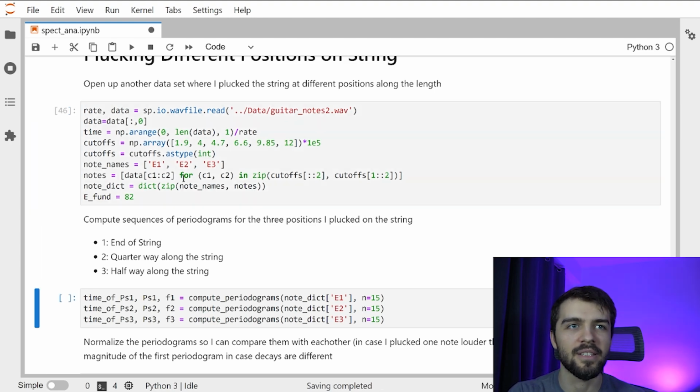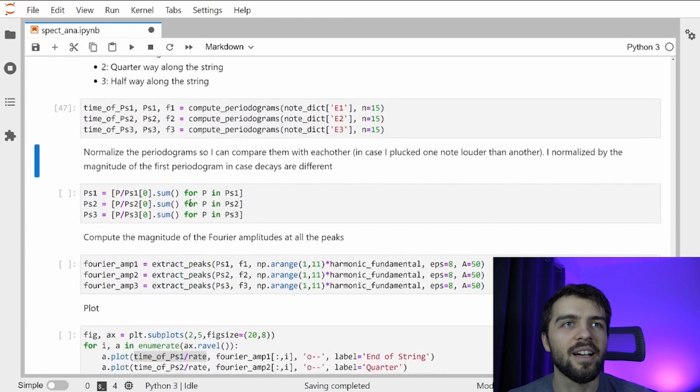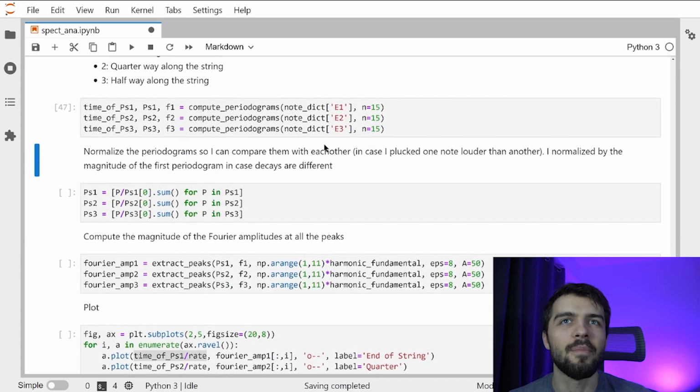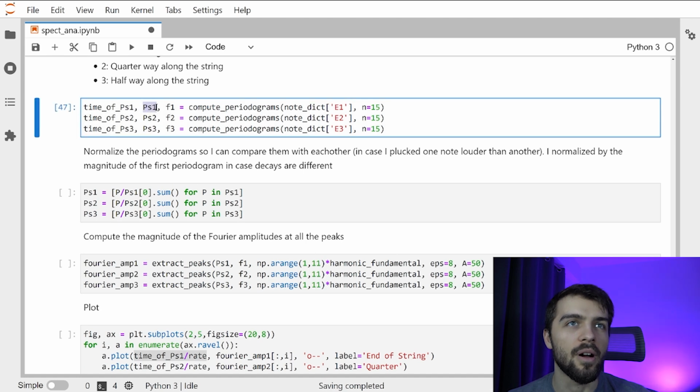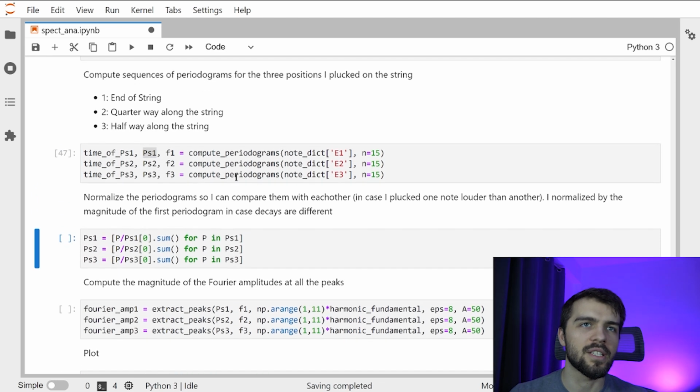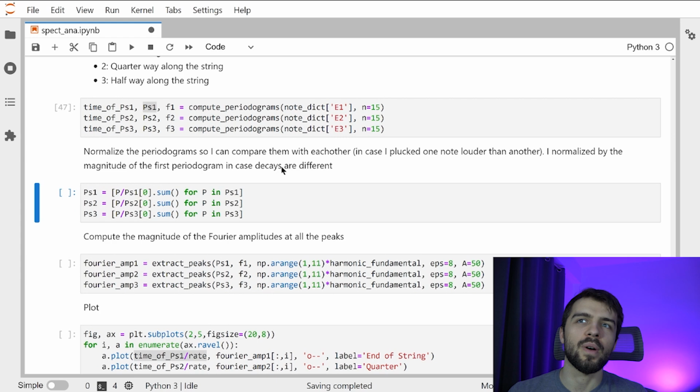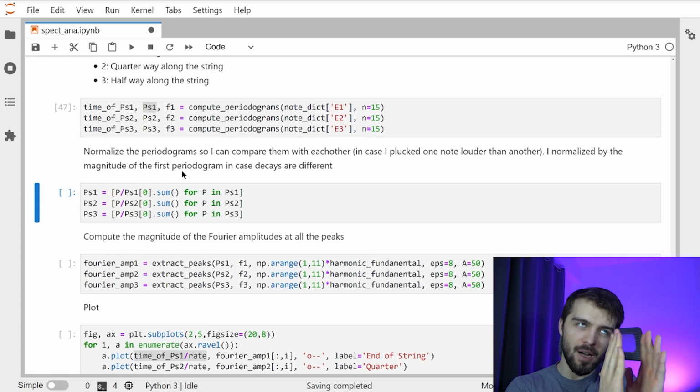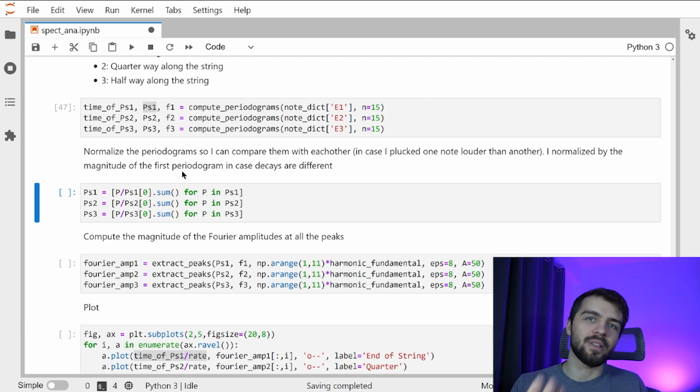I've gone through this, by the way. It's not new to me. I can cheat here because I spent a lot of time on it. And so I have my periodograms for each of these 3 positions on the string. And so I can normalize them. The way I normalize them is important. I normalize by the magnitude of the first periodogram, right? That's because the first little bit of the waveform of the note really tells you about how loudly you plucked the string. And I want it to be independent of volume. So that's how I normalize, so I can compare them with each other.